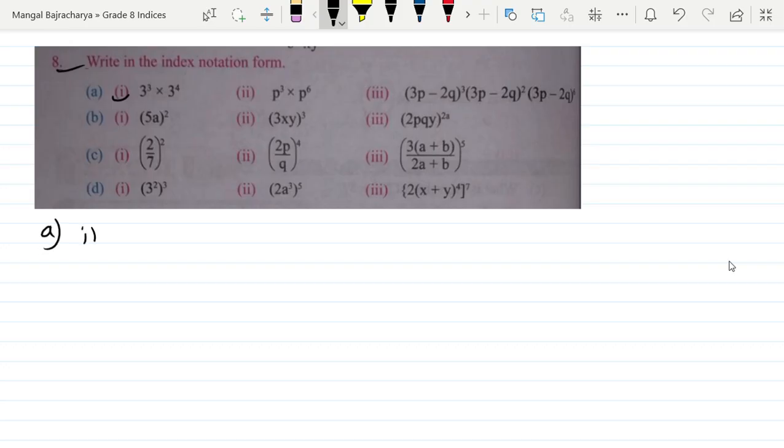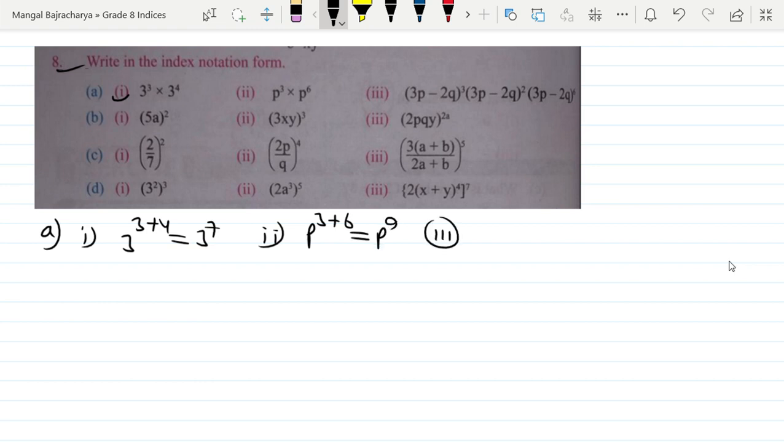So A number first. 3 power 3 into 3 power 4. So their powers will get added. So 3 power 7 you get. That's it. And our second number, p cube into p power 6. So they are getting multiplied, so the powers will get added. P power 9 you get.